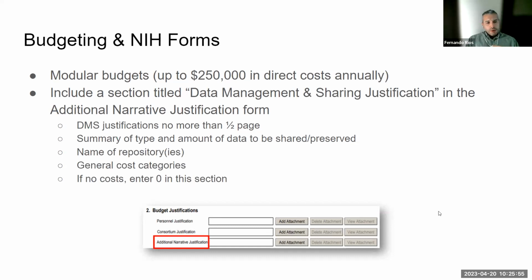When talking about justifications in the budget, the NIH recommends them to be no more than half a page, and it should summarize essentially what goes into the larger DMSP, the plan that Matt was talking about. So it should summarize the data that was going to be shared or preserved. It should name the repositories and talk a little bit about the general cost categories. And if there are no costs for data management and sharing, this should just be zero.